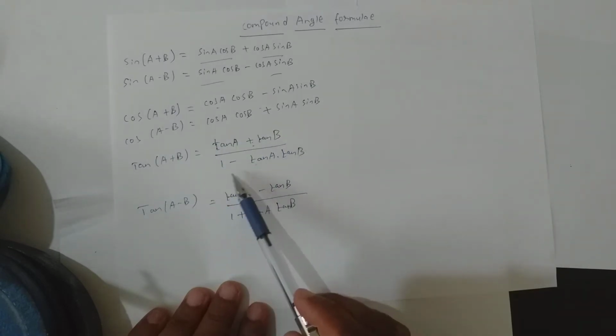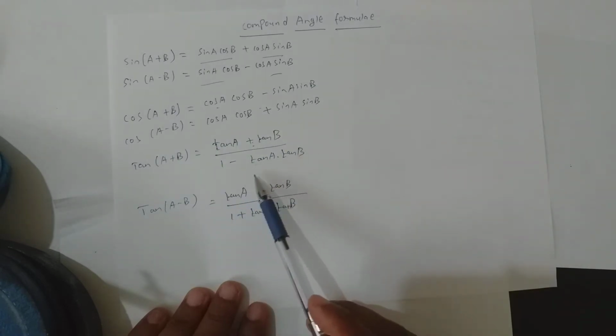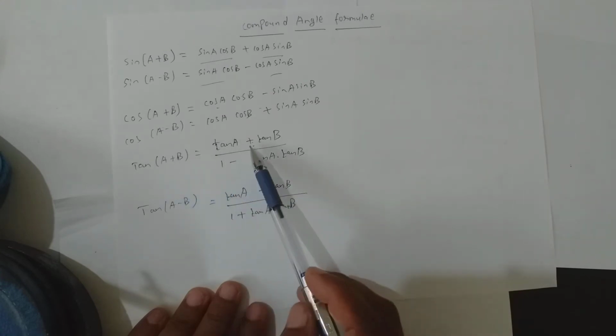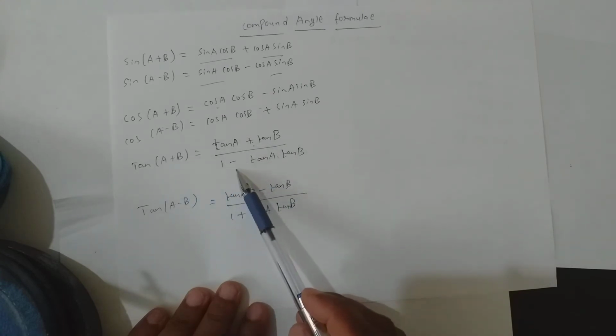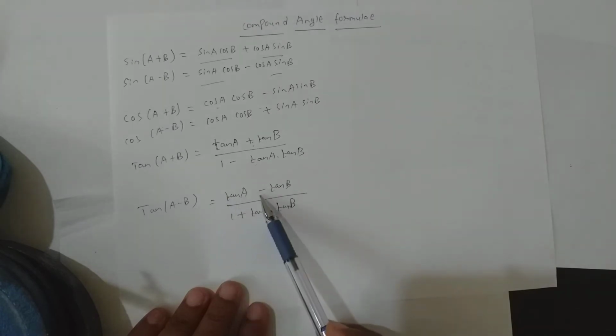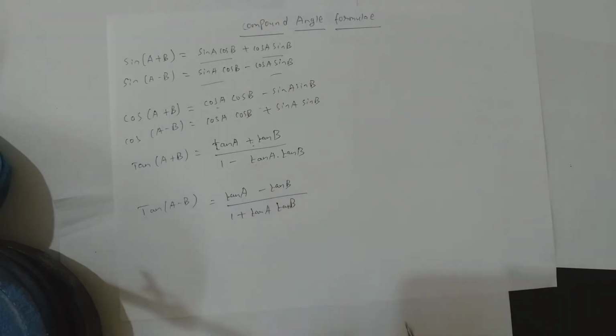And tan(A + B) is nothing but tan A plus tan B by 1 minus tan A tan B. Here it is plus, you get a plus sign over here. Negative sign in the denominator. Had it been negative here, you get a positive sign in the denominator. Am I clear so far?